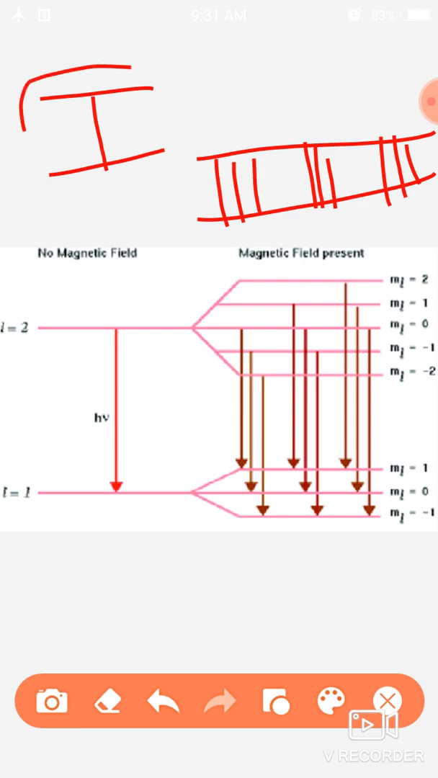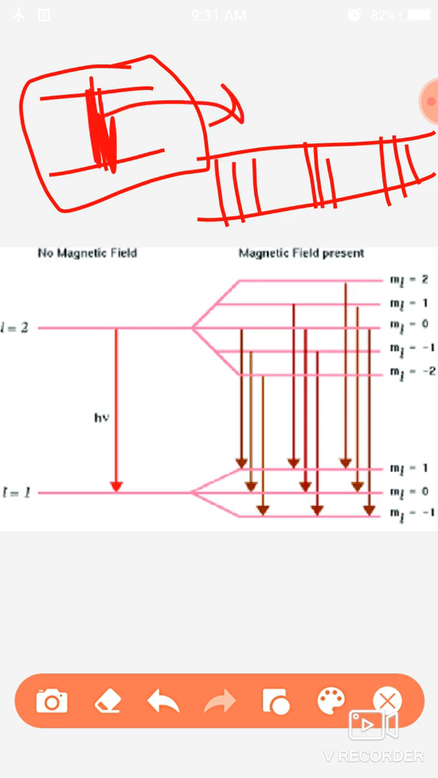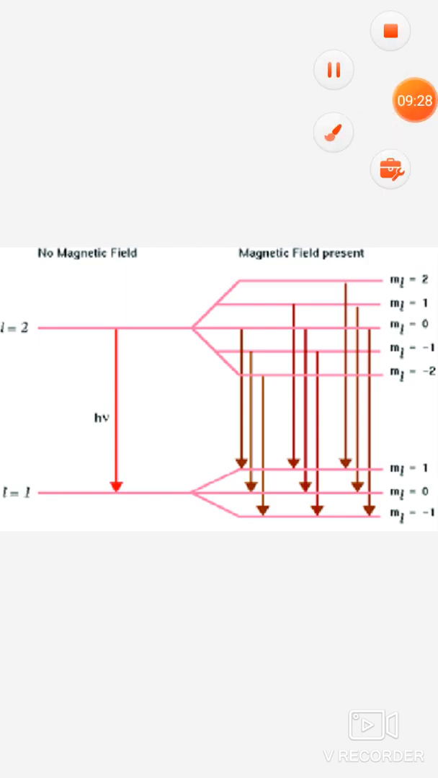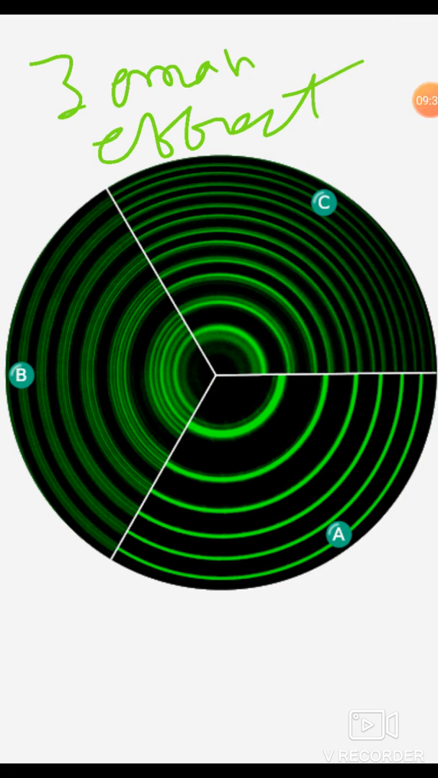In this case, we never used any magnetic field. There was no interaction of electron spins and magnetic fields, so we have only a single line. But when we apply the magnetic field, the line splits according to selection rules, and the number of lines, in this example, is 9 lines. This example will be clearer when we use this diagram.